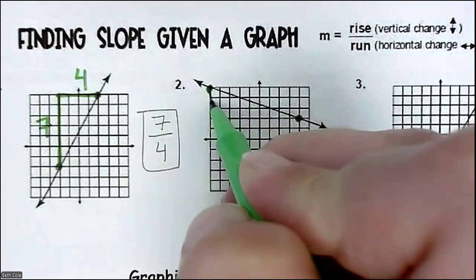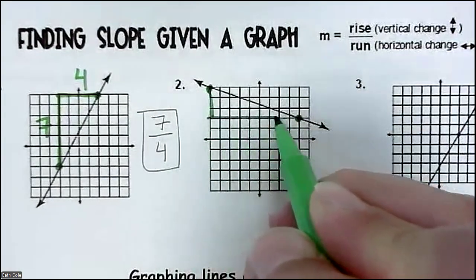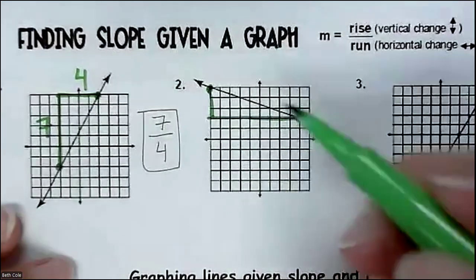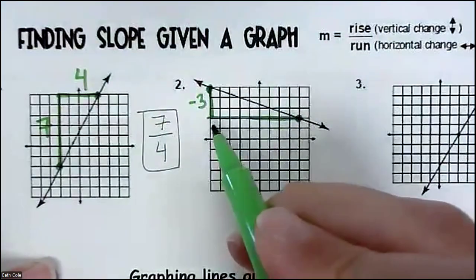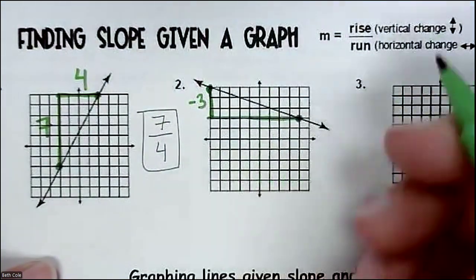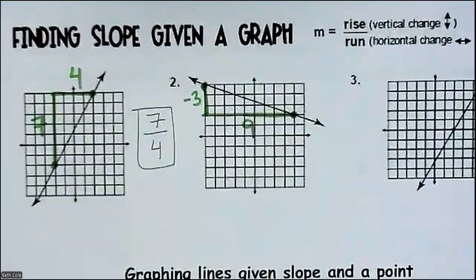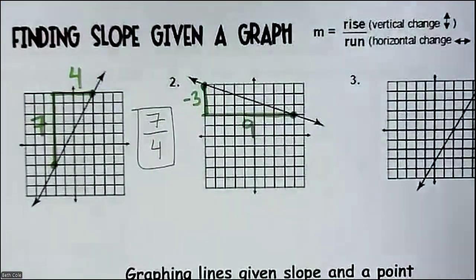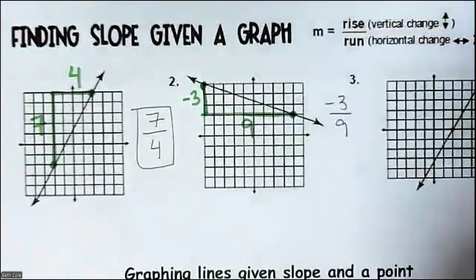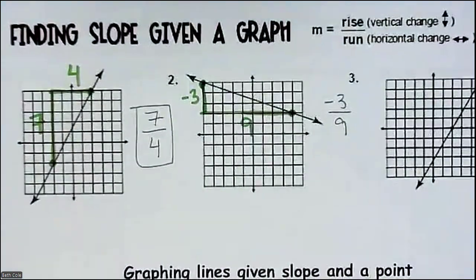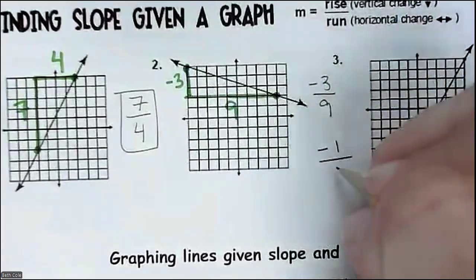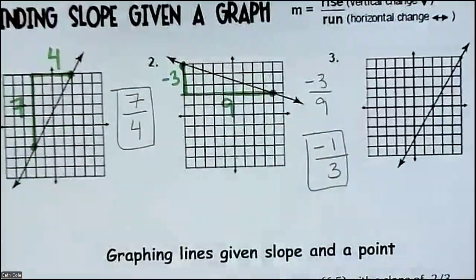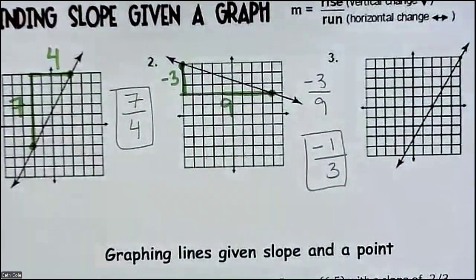Now, this one goes down. So what do you think that tells us about the slope? Good job. Negative. So we're going down. What is it? 3, 4, 5, 6, 7, over 9. Now look, it's -3 over 9, but that fraction reduces. Does anyone know how to reduce? Good. -1/3.